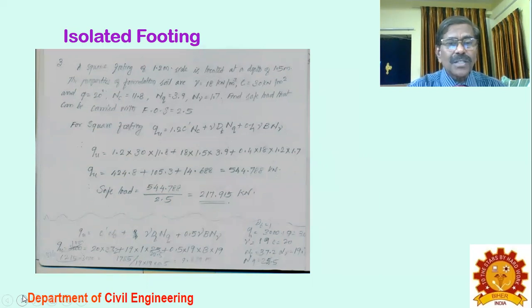What you obtained from the Terzaghi bearing capacity equation is your ultimate bearing capacity. So you apply a factor of safety of 2.5 over and above the ultimate bearing capacity to get a value of 217.95 kilonewton, which is your safe bearing capacity of the soil.